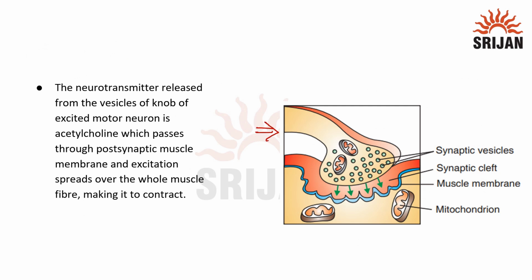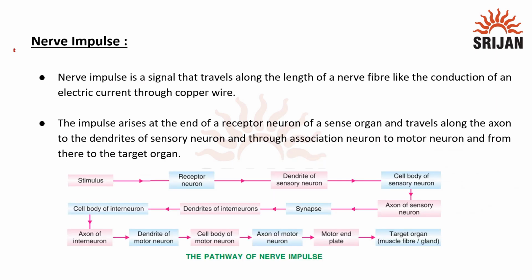Now here's the image of the neuromuscular junction. This is the knob which is filled with chemical. This chemical is called the neurotransmitter, and one example of a neurotransmitter is acetylcholine. This chemical is released from this knob, travels across the space called the synaptic cleft, and then enters the sarcolemma of the muscle cell. In the muscle cell there is excitation, which causes the entire muscle to contract.